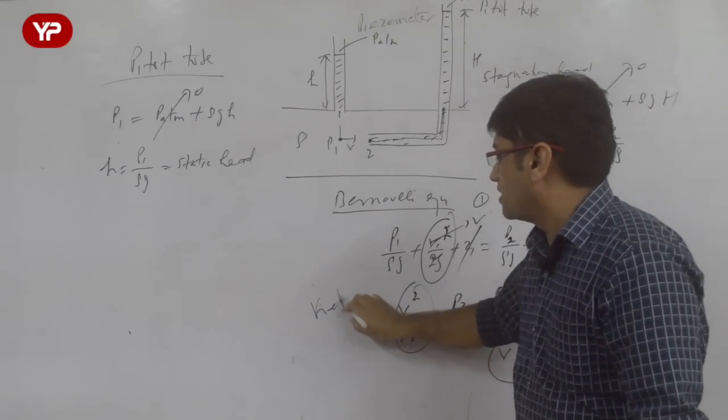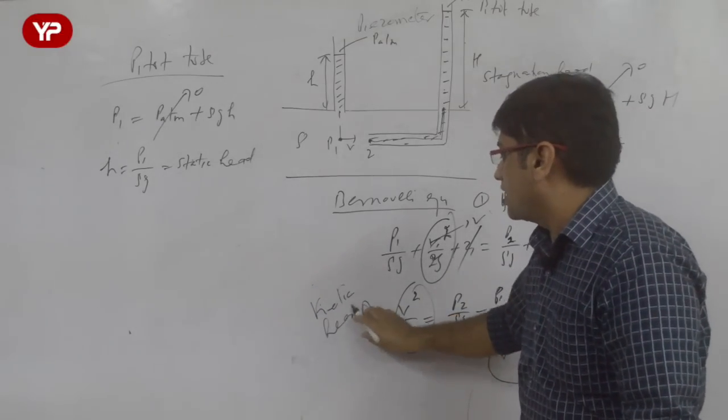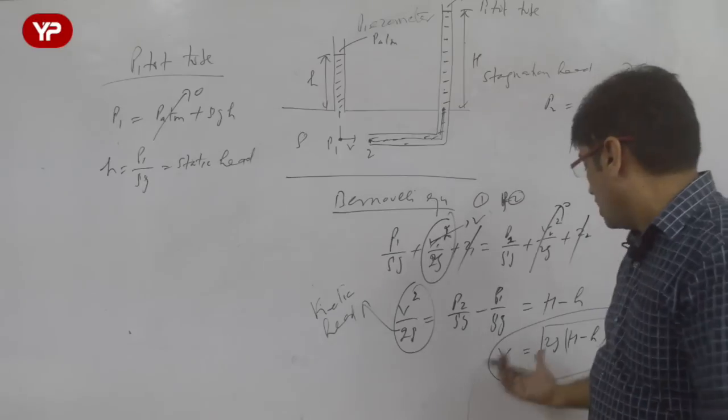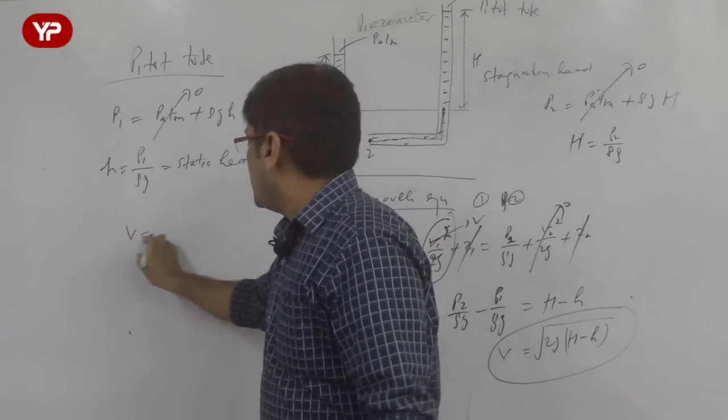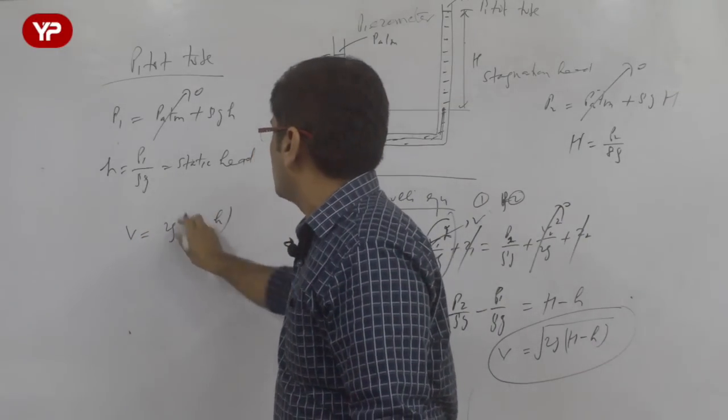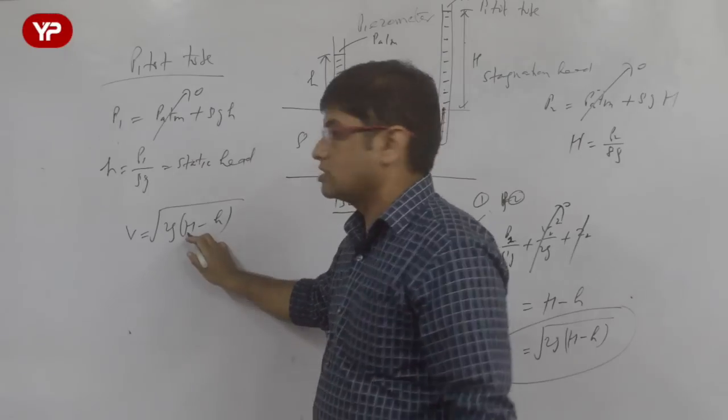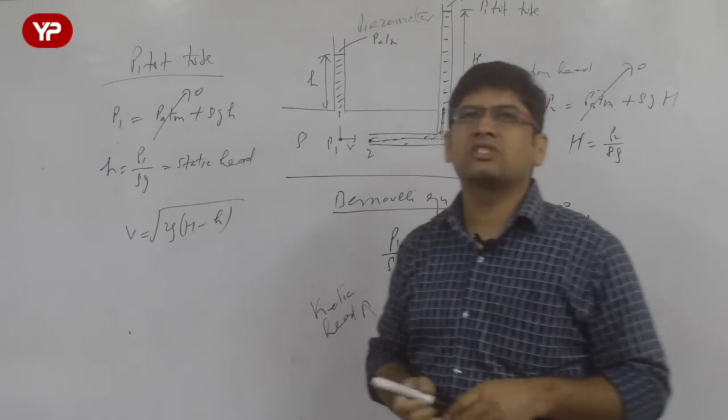This is called kinetic head, and this kinetic head is used to calculate velocity of flow. So what we understood now is V is equal to square root of 2g(H minus h). What is capital H? This is the stagnation head. Why the name stagnation head?